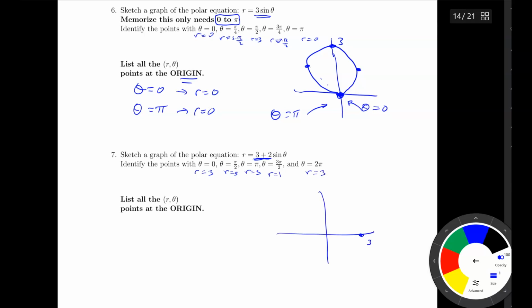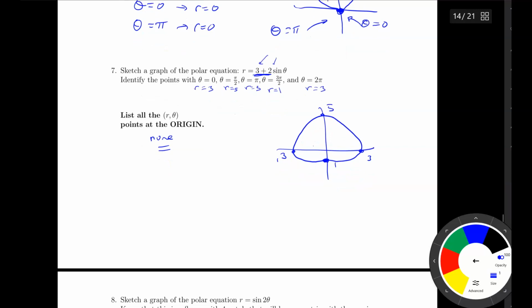Angle 0, I'm up to 3. Pi over 2, I'm up here at 5. Angle pi, I'm out here at 3. 3 pi over 2, I'm here at 1. So since I know it's a dented heart, there it is. There are no points at the origin. This is one of those dented hearts, since these numbers are not the same.